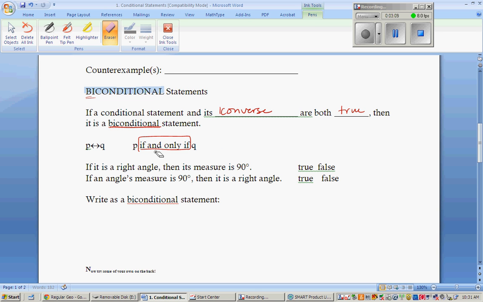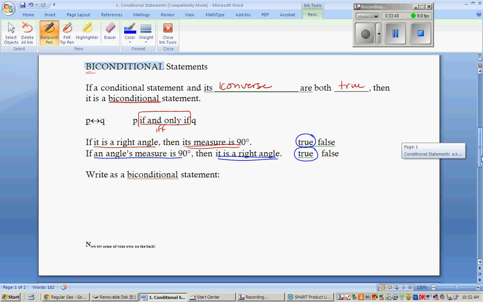So let's see if we can organize these. I want you to underline the hypothesis once and the conclusion twice. And let's just see if each of these sentences, when taken on their own, are true. Now remember, don't underline the if or the then. They're not actually part of the hypothesis or the conclusion. If it's a right angle, then its measure is 90 degrees. That's totally true. And if an angle's measure is 90, then it is a right angle. That is also true.